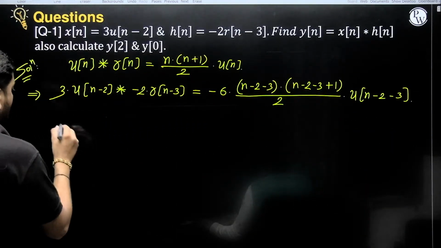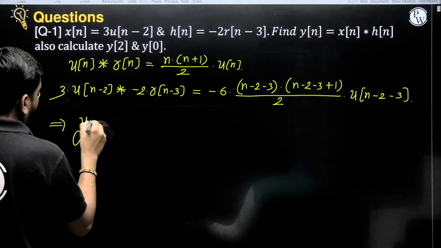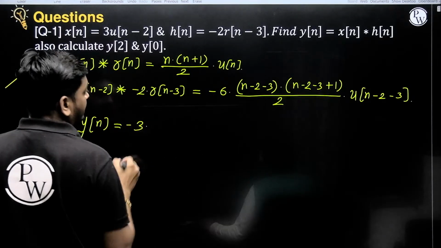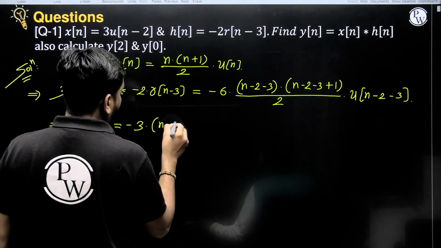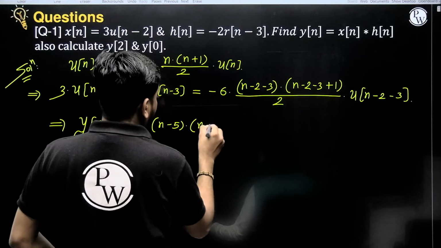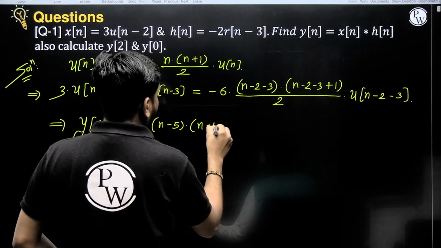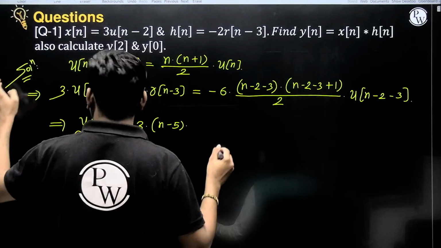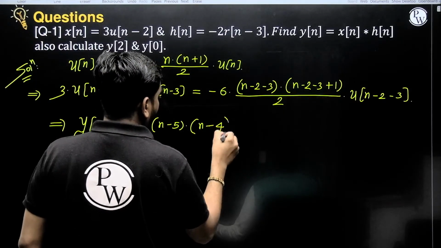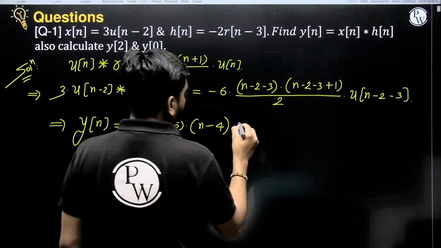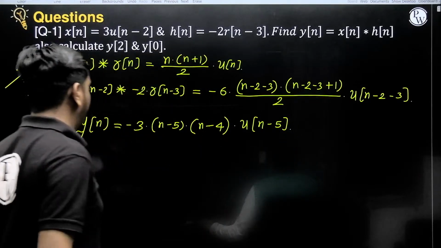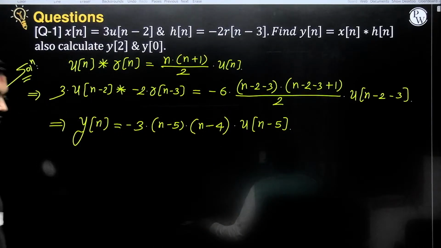Correct? So y of n will be, minus 3 is n minus 5, n minus 5 plus 1, that is n minus 4, n minus 4 q of n minus 5. The answer for the y of n. Correct? Answer for the y of n.